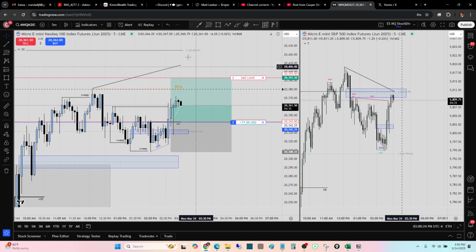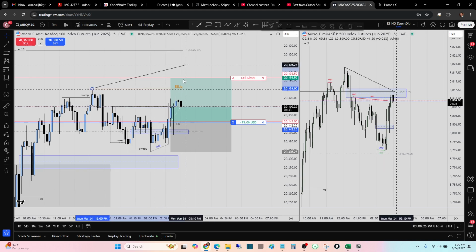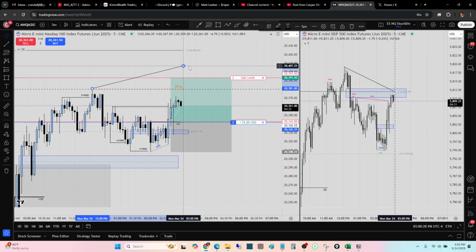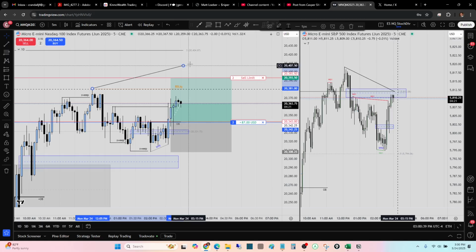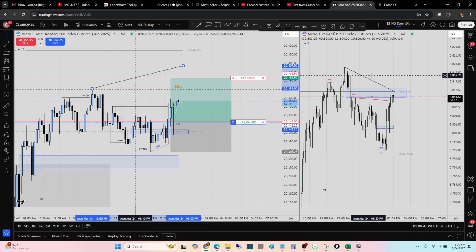That's my expectation. The thing is, I don't know where this is going to happen. It could be up at the 2 standard deviation. It could be just above liquidity. I don't know. So let's leave that right here, and we'll see what happens.